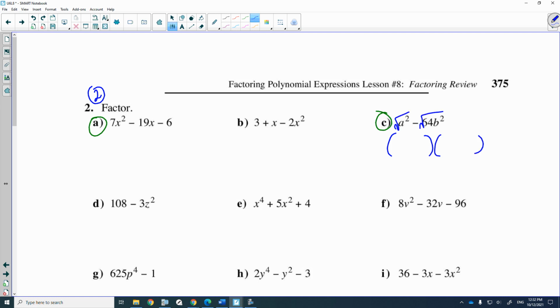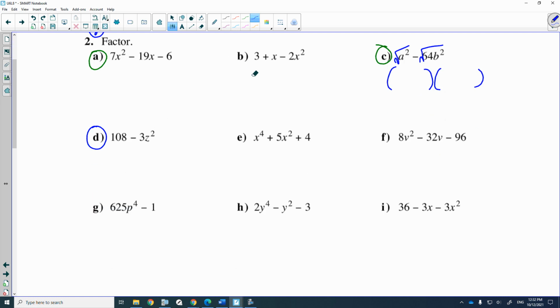Okay. Circle D. It is going to be a difference of squares, but before it's a difference of squares, what will it be? A GCF. Of what number do you think? 3. So figure out what that would be. Actually, I'll just give it to you. 108 divided by 3, 36 minus z squared.